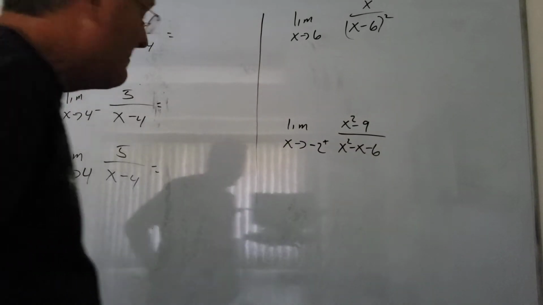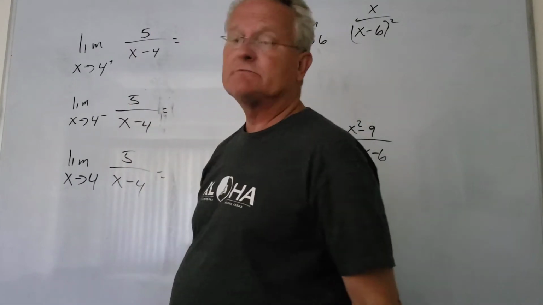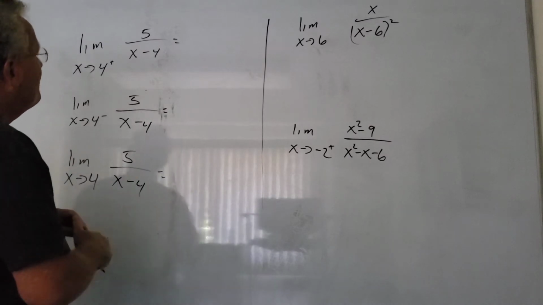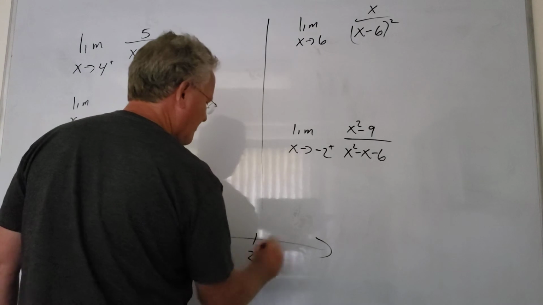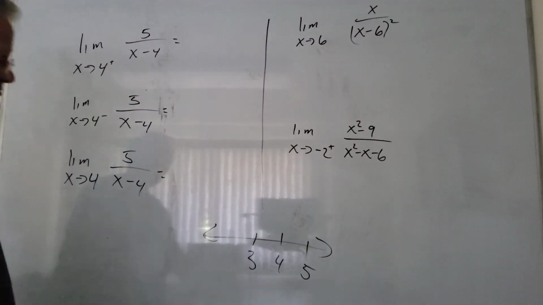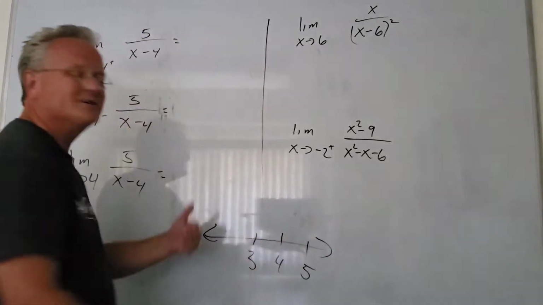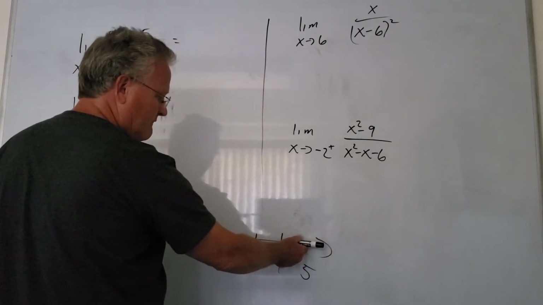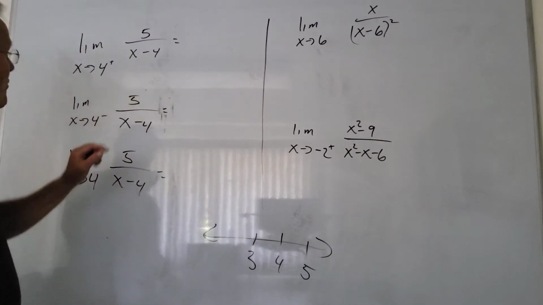Okay, so here we're going to do some infinite limits. Our first problem is the limit of 5 over x minus 4 as x approaches 4 from the right. Well, first of all, let's look at a number line: 3, 4, 5. As we approach 4 from the right, our numbers are always a little bit bigger than 4. Yeah? 4.1, 4.01, 4.001. We're always a little bit bigger than 4.